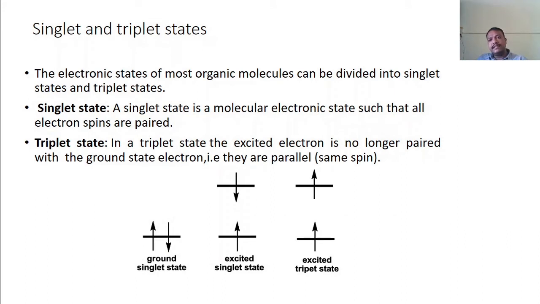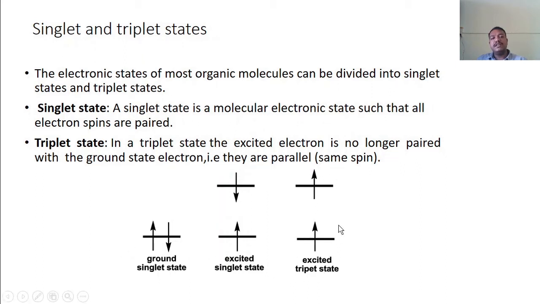Singlet and triplet states. The electronic states of most organic molecules can be divided into singlet states and triplet states. Singlet state: a singlet state is a molecular electronic state such that all electron spins are paired. We know that in organic molecules, all the electrons are paired in their ground state. Such a molecular electronic state where all the electron spins are paired, we call a singlet. However, upon excitation of electrons, if the excited electron is no longer paired with the ground state electron, if they are parallel or have the same spin, we call it a triplet state.